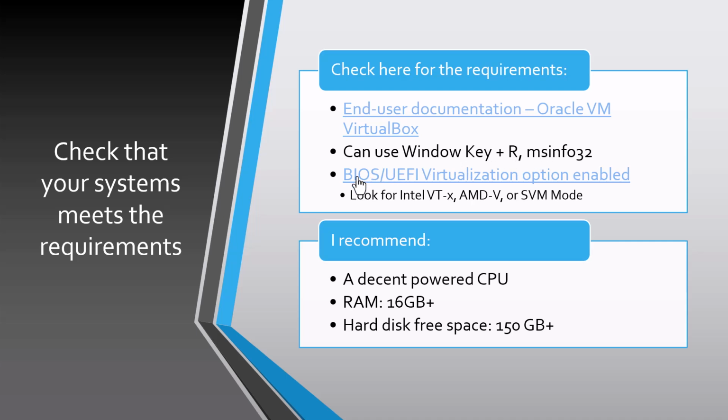Also remember, you need to make sure your BIOS is set for Intel VT or AMD-V or SVM mode, and this will allow your processor to handle virtualization. Also, here's some recommendation. I recommend you get a decent powered CPU, something that's more recent, an i3, i5, i7, or one of the Core Intel processors, as well as the AMD Ryzen 5s, 7s, and 9s. Those are all great to use.